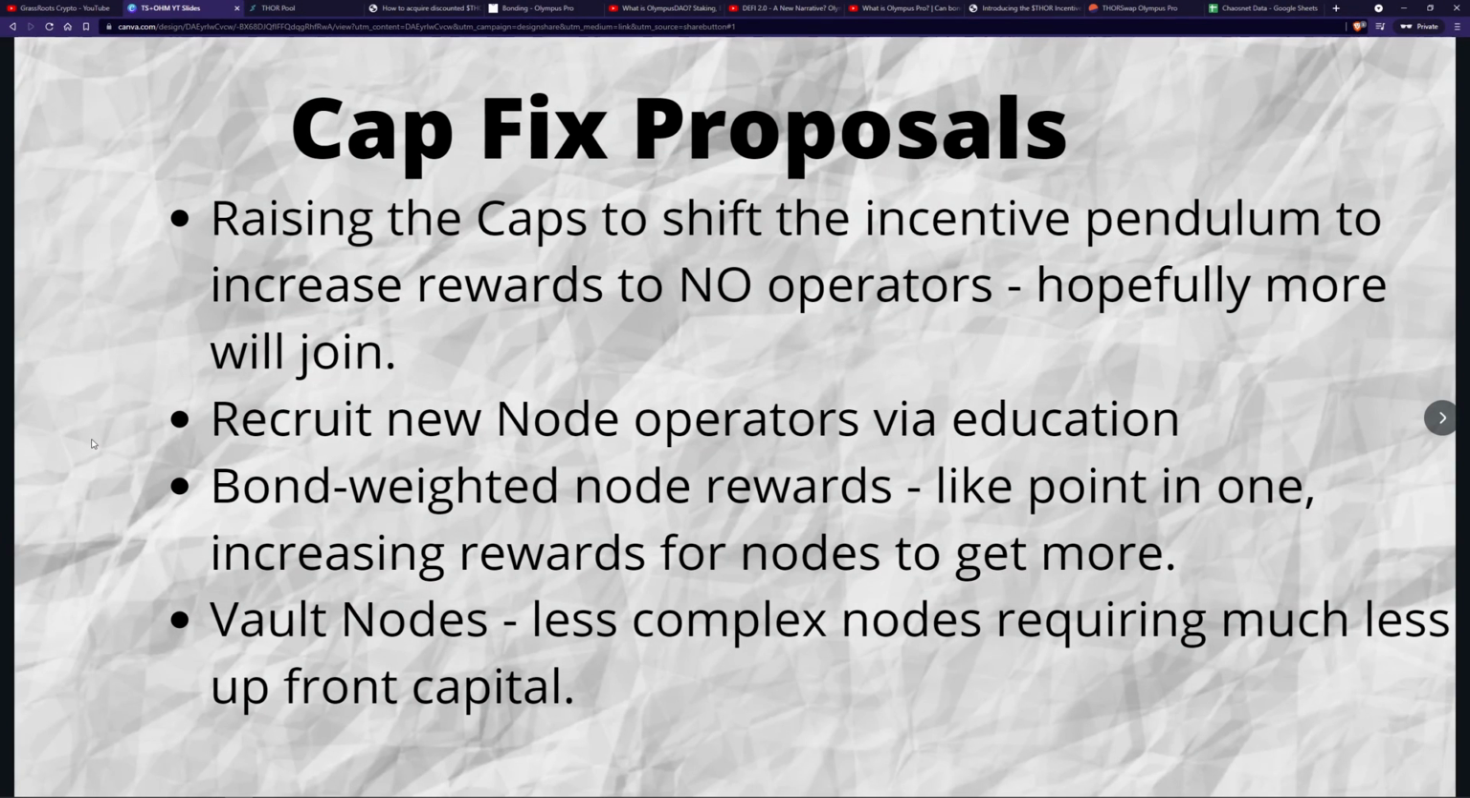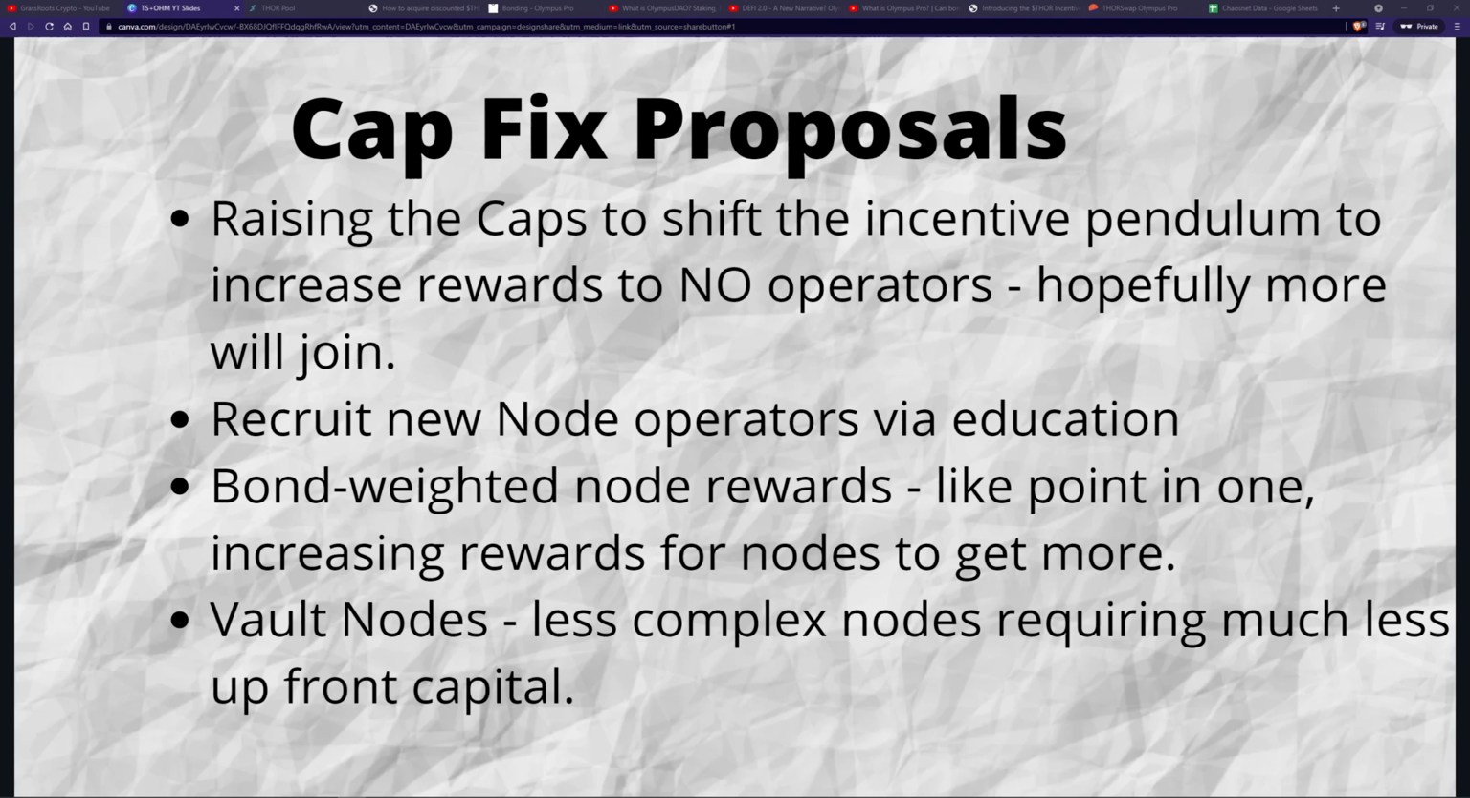Now we understand more about liquidity caps, let's have a look at some of the proposals to address them. The first one would be to raise the liquidity cap in order to move the incentive pendulum into more of an underbonded state, and that would push more rewards to node operators and incentivize more to join. You could recruit new node operators, and perhaps there should be an educational series on that on YouTube.